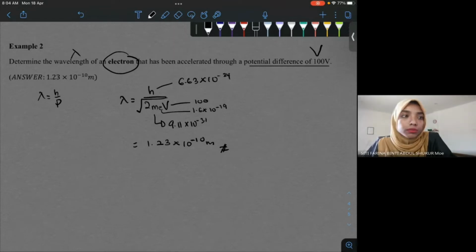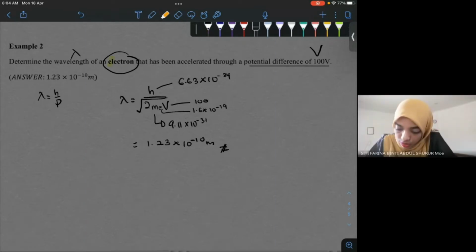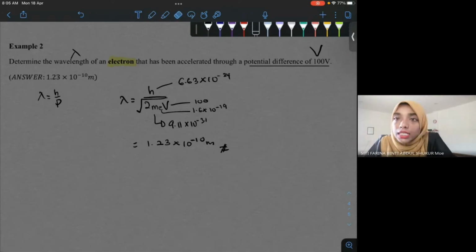We good? Yes, yes, Miss. You have to focus on the word electron here. So we know electron has the mass and the charge of electron, which is constant lah. So if you forgot, you have to go back and look at the list of constants.